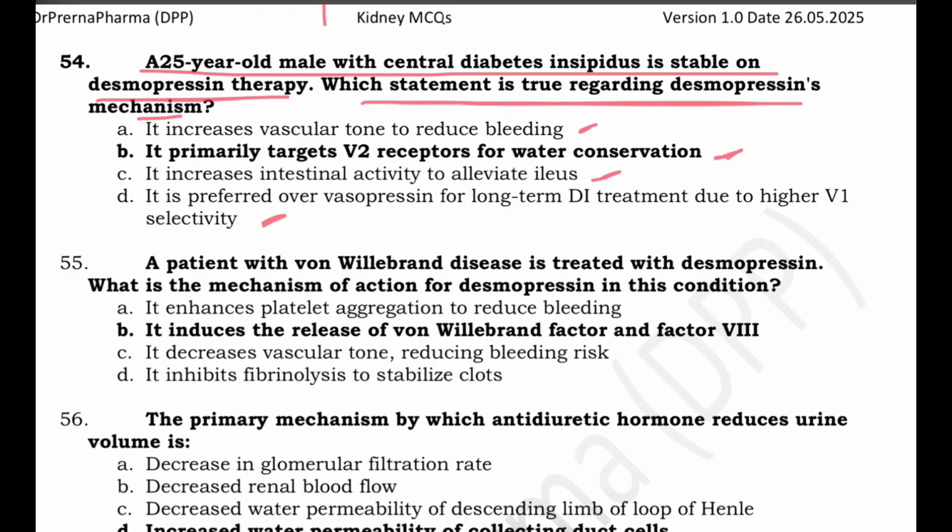So desmopressin is a synthetic analog of vasopressin, and it is a drug which attaches to the V2 receptors, right? Central diabetes insipidus can result from various causes, such as head injury, tumor, CNS ischemia, or it can be idiopathic or familial. So here, for desmopressin, the correct answer is this.